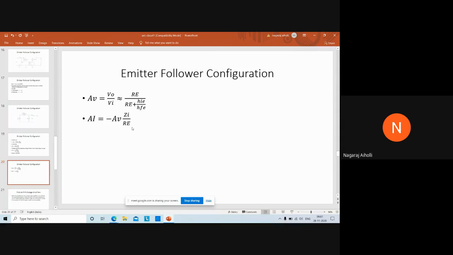Is it clear here, students? These equations are clear here? Yes, please. Equations are clear here, students? Any doubts here?